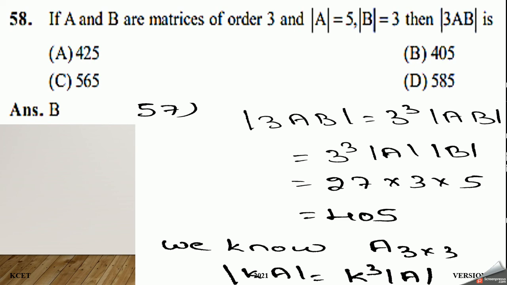We have already the standard result. If A is a matrix of order 3 by 3, then determinant of K into A is K cube into determinant A. So here I'm going to get 3 cube into determinant A into determinant B. Substitute the value of determinant A and determinant B. We are going to get the answer as 405.